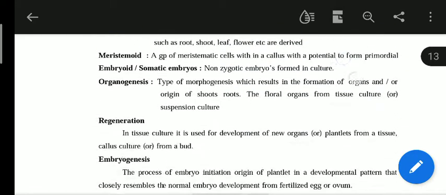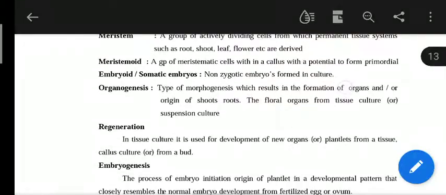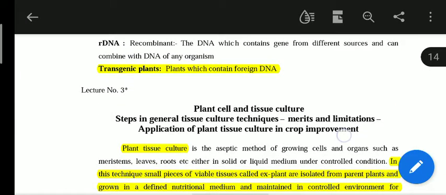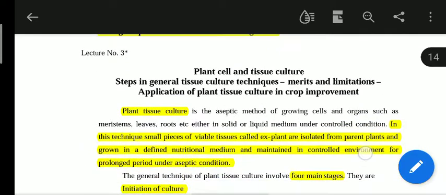This capacity, or this potential or potency, is called totipotency. Now amplification means creation of many copies of a segment of DNA by PCR, polymerase chain reaction.